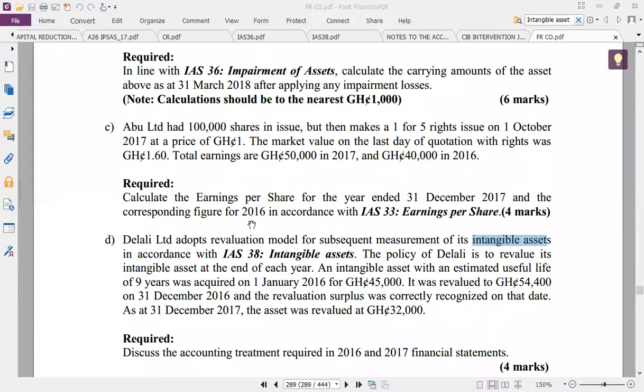Now let's see. You have Delali Limited adopting the revaluation model. Okay, this particular question. Revaluation model. I intend not to do that one now. So I think you take a screenshot of it and do it later, though I'll produce a solution for you. Good. So here, with the revaluation model, we just have to follow the revaluation principles. So that is a good game. I think these ones, I'll solve them in a very nice session. Let me see here too.